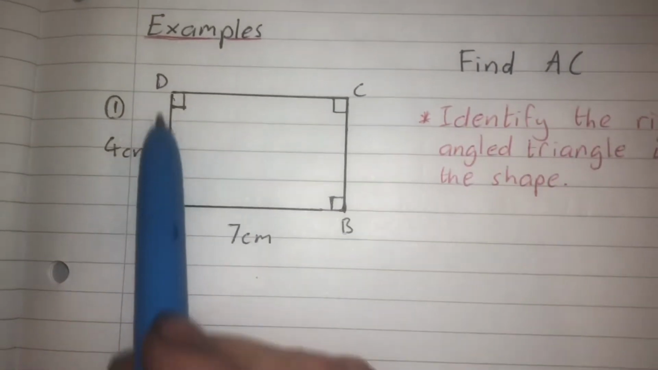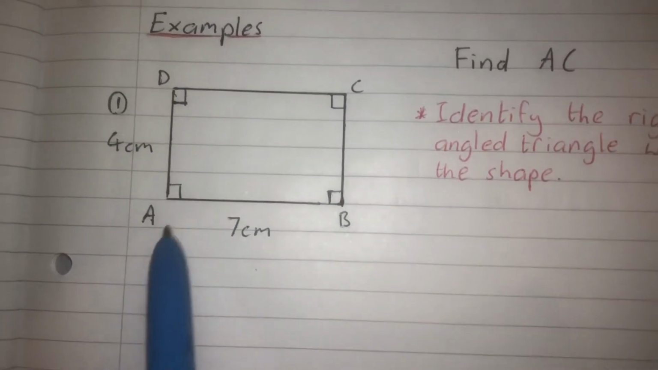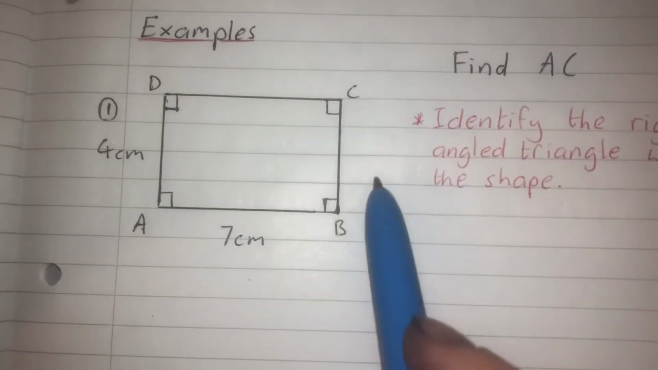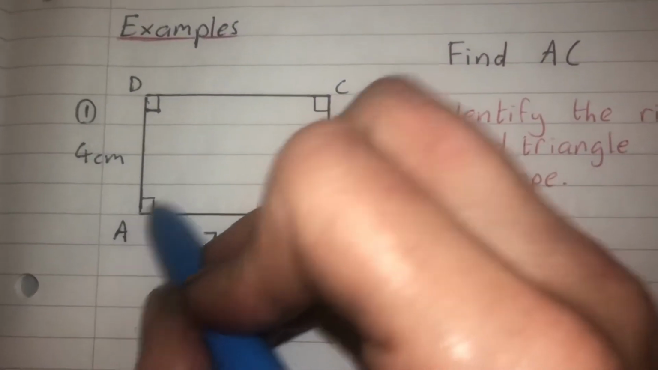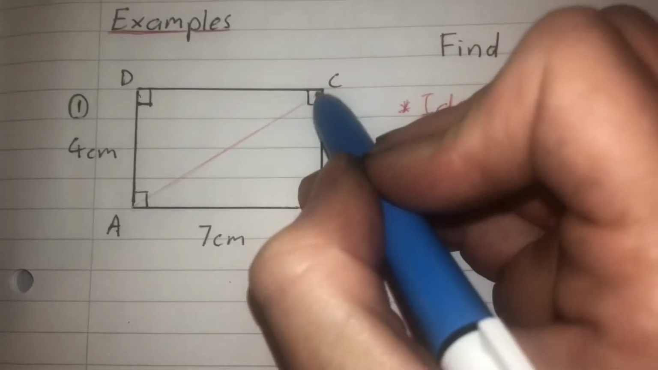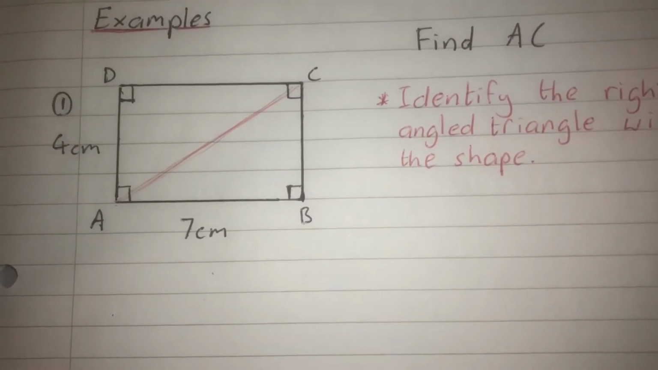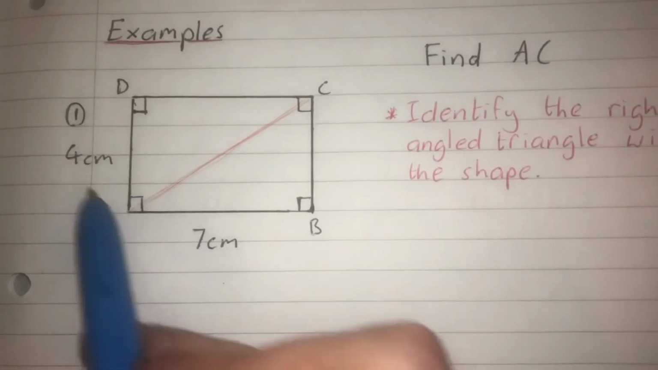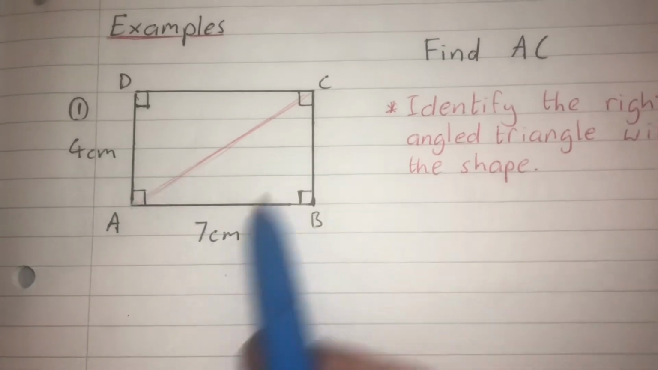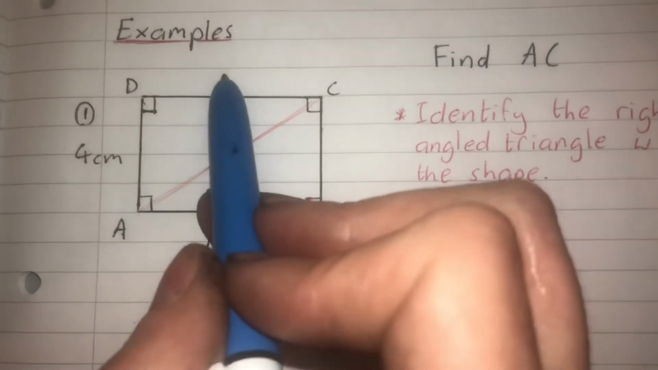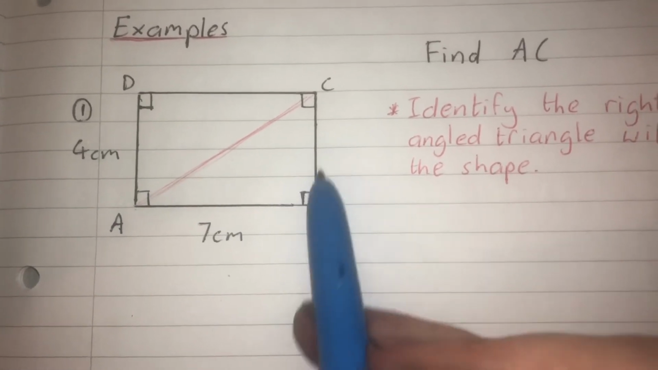So we have a rectangle here that's labeled A, B, C, D, okay? So the distance AC is the distance between A and C, so corners A and C. So this distance here, this slanted distance here. Okay, so when we're dealing with a rectangle, and we've been given the sides of the rectangle, what's important also to remember is that opposite sides are the same. So if this side is 7, this side is also 7. If this side is 4, over here is also 4.